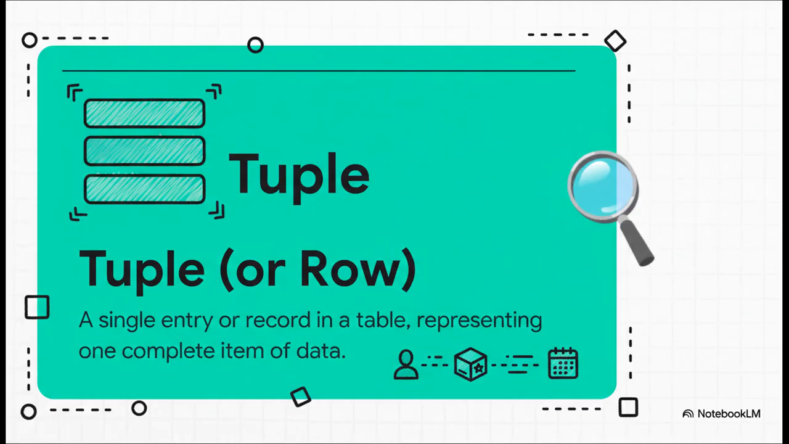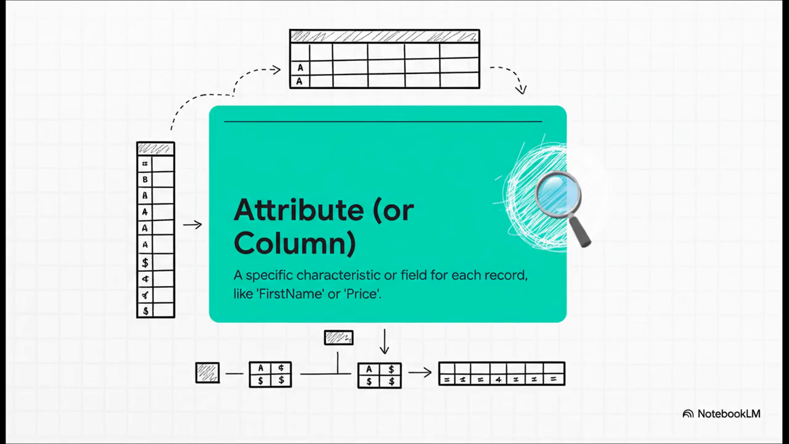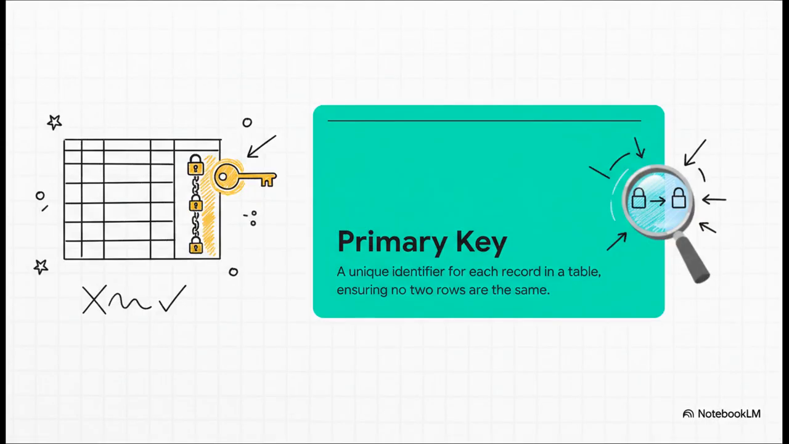Each row in that table has a fancy name, a tuple, but it's really just a single, complete record. So think of one customer in your phone's contacts or one t-shirt in an online store's catalog. That's a tuple. And then each column is an attribute, a specific piece of info about that record, like a first name, an email, or a price. The key takeaway here is that everything gets boiled down to this really simple, predictable structure: tables, rows, and columns. That's it.